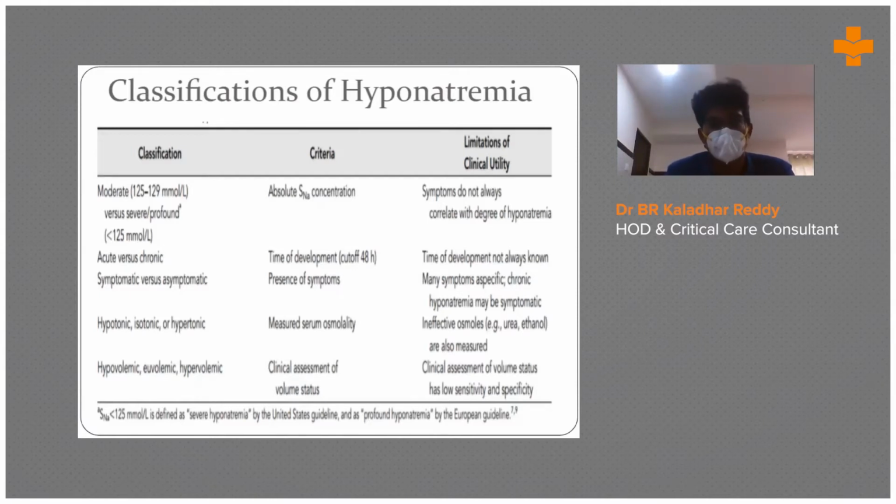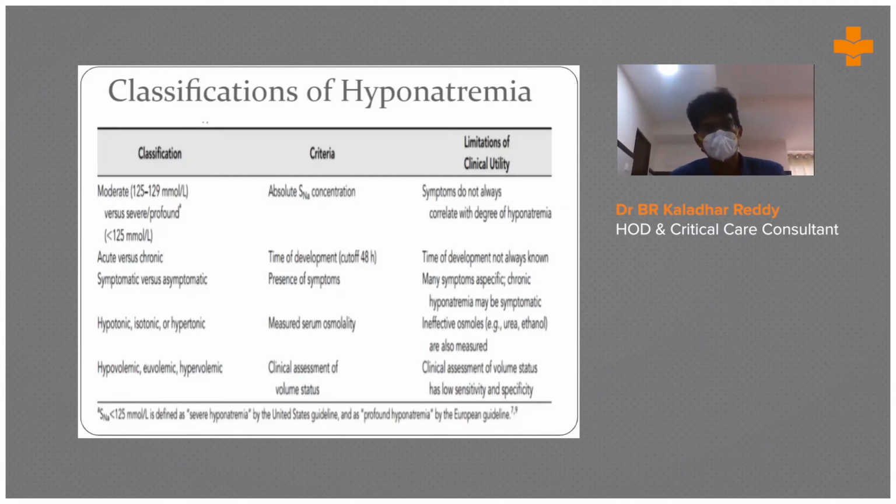The limitation with symptoms is that they do not always correlate with the degree of hyponatremia, because a patient who is chronically hyponatremic may not show all these symptoms. So we need to know what is acute and what is chronic. We call it acute hyponatremia if the time of development is less than 48 hours, and chronic hyponatremia if it is more than 48 hours.